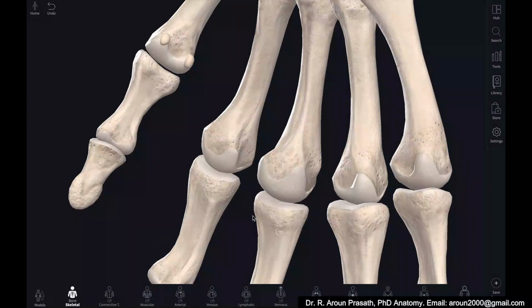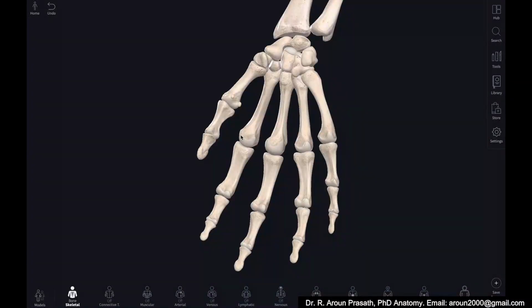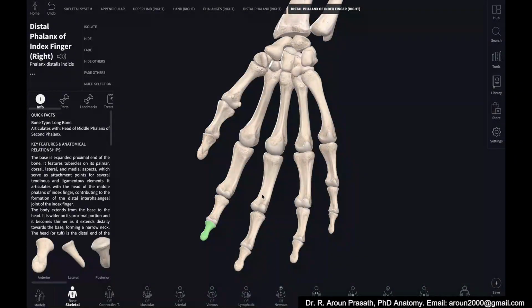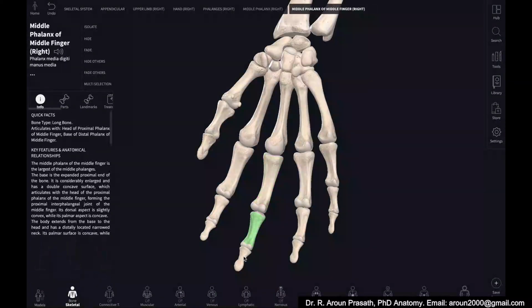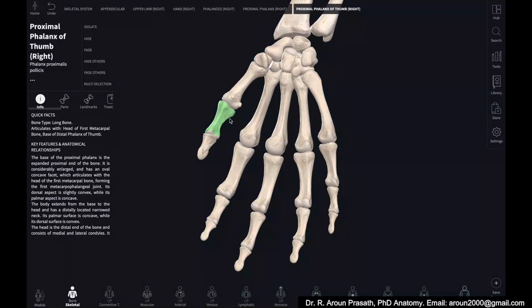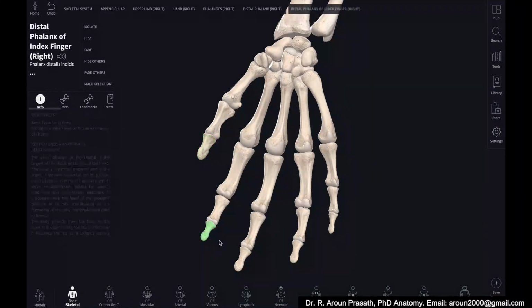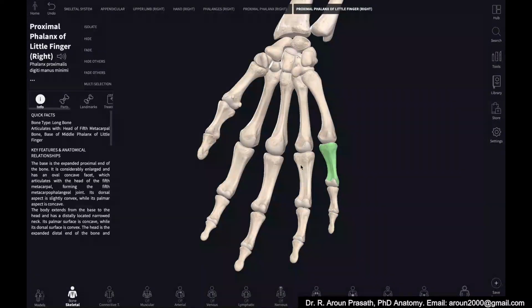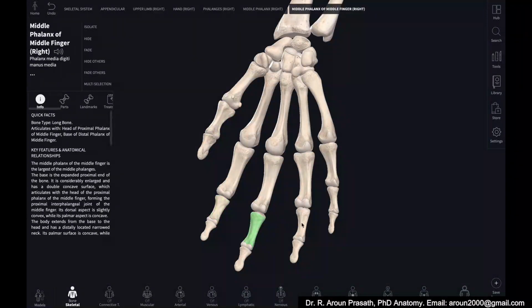As far as phalanges are concerned, there are 14 phalanges. In the thumb you have 2 phalanges. In the remaining fingers you have 3 phalanges. Okay, so in the thumb, any phalanx towards the body is proximal, any phalanx away from the body is distal. So this is the distal phalanx, this is distal, and distal, whereas this is the proximal phalanx, proximal, and proximal. And there are 4 middle phalanges.